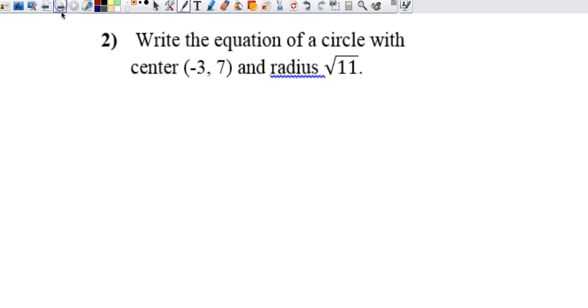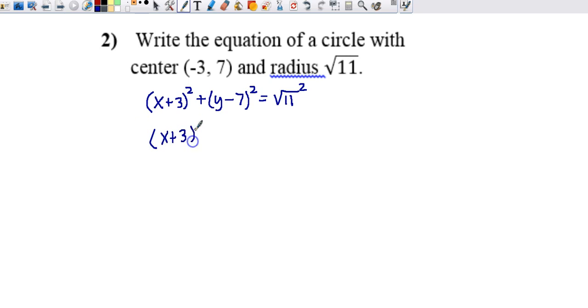Question 2. Write the equation of a circle with center negative 3, 7 and radius the square root of 11. So this one we're putting it into the equation. We still want to do the opposite of the sign, so it's going to be x plus 3 squared plus y, that's a positive, so y minus 7 squared equals r squared, the square root of 11 squared. Square root of 11 squared is 11. So you're going to write your final answer to look like this. You're going to say it's equal to 11.